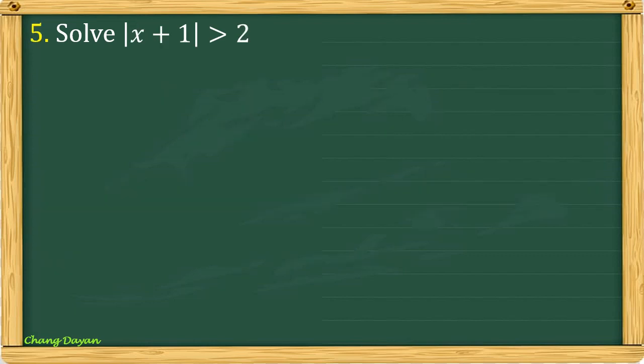So, number 5. Solve absolute value of x plus 1 greater than 2. So, we have here x plus 1 greater than 2. So, we have x greater than 2 and then minus 1. So, we change the sign since we transpose. So, we have x greater than 2 minus 1 is 1. So, that is the value of our x.